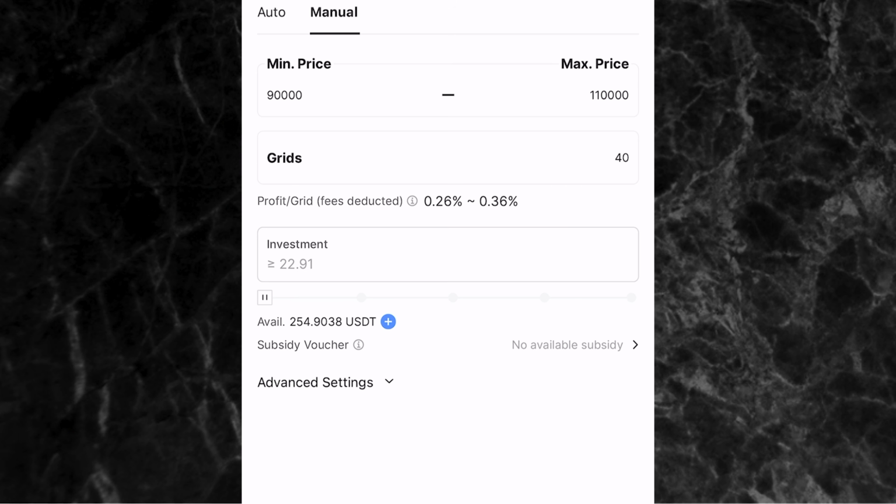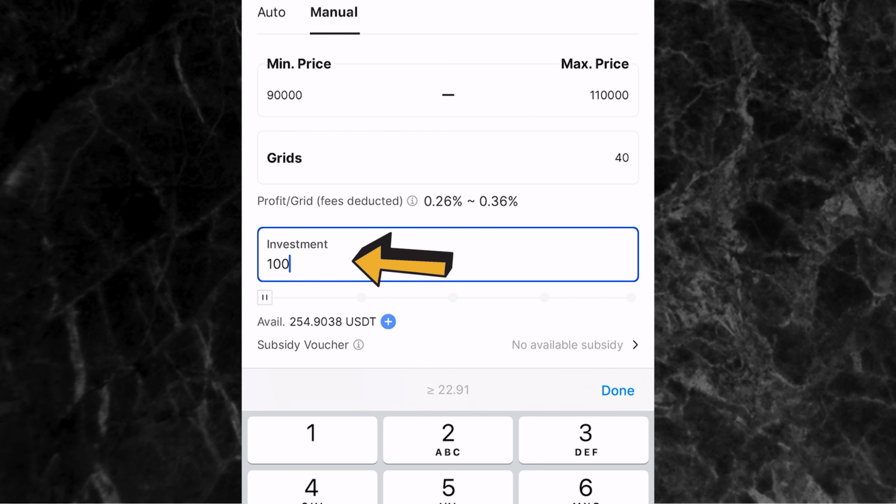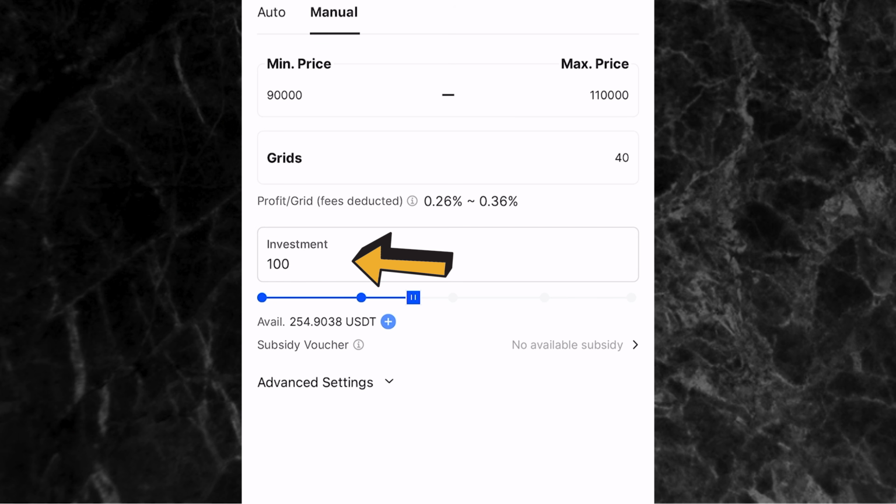That's the meaning. And then right here, you come here and put in the investment. So let's say you also want to use $100, just put in $100 right there. You can put in any amount. The minimum is just $22.9. And then you see where you have these advanced settings, just click on it.